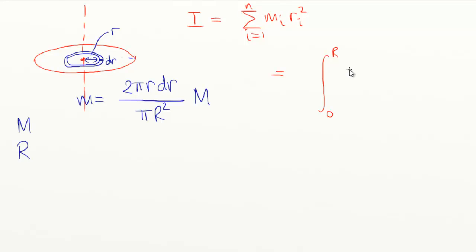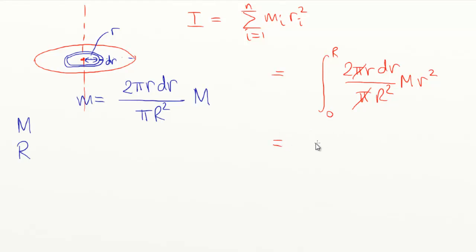Then we put in our m_i, which is 2 pi r dr over pi R squared multiplied by M, and then we've got our r squared at the end. So we've got a few things we can cancel, well, we can cancel the pi's.